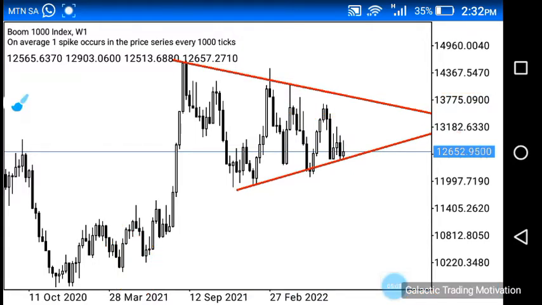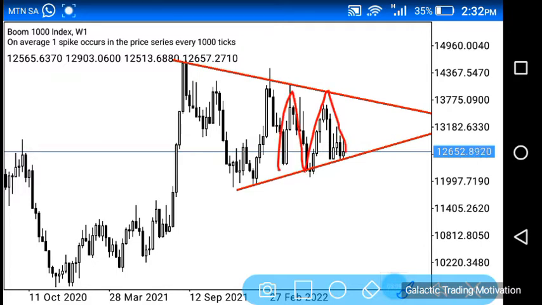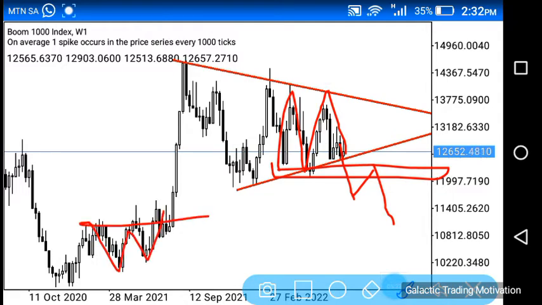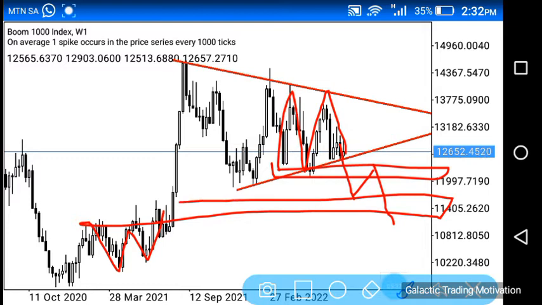Also, we have within this triangle a very nice M structure over here, with the neckline being in that region. However, the neckline is yet to be broken, right? And should this neckline be broken, what I would love to see happen next is for price to move back up to the neckline to retest it, and then from there possibly push further down, right? But just also bear in mind that we also have an opposing W structure in this region, with the neckline being in more or less the same area, right?